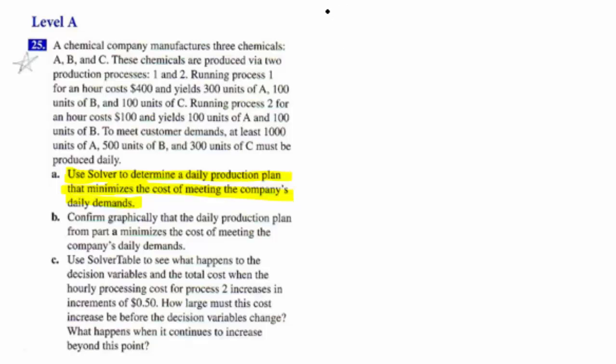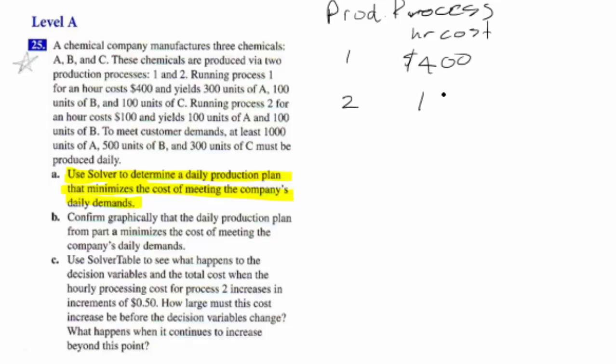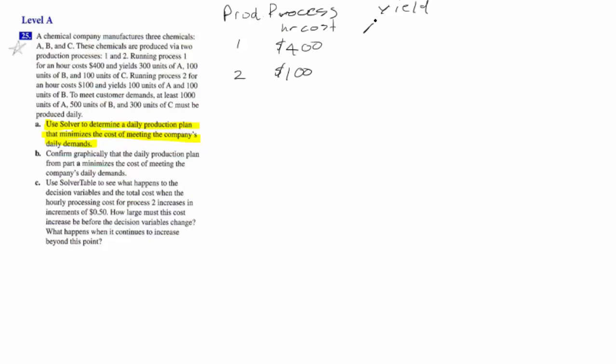So I'll start out by spelling out the production process. I've got process 1 and process 2. We can label their hourly cost, 400 and 100, and then the yield or output of A, B, and C. Process 1 gives us 300A, 100B, and 100C. Process 2 gives us 100A, 100B, and no C. So we might set something up almost exactly like this inside the spreadsheet. And we'll highlight these as inputs, right?